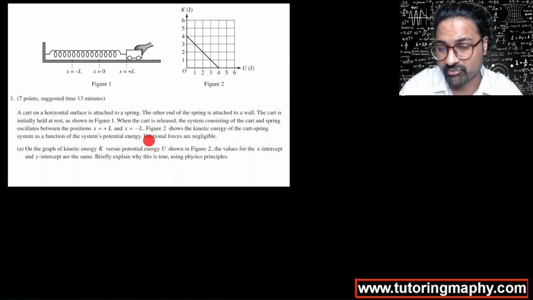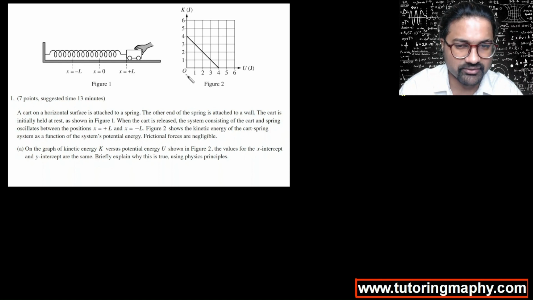So clearly that's a simple harmonic motion of the spring mass combination oscillating between negative L and plus L, of course. In figure 2, it shows the kinetic energy of this cart spring system as a function of the spring's potential energy. So that's interesting. They have graphed the kinetic energy versus the potential energy, and it particularly is a linear curve with a negative slope. Friction forces are negligible.